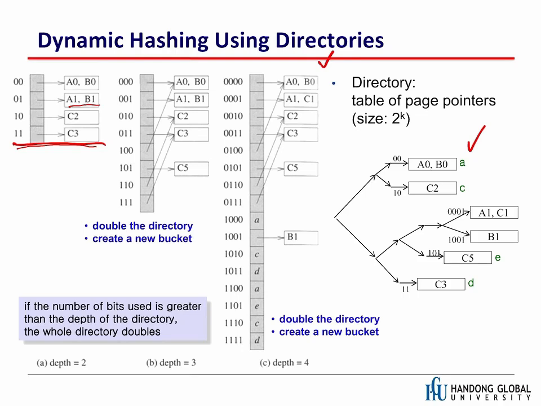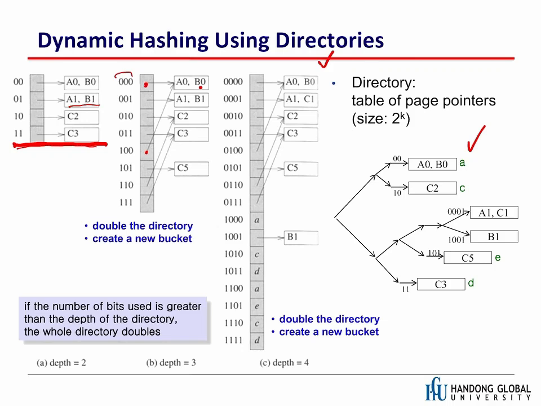So I didn't explain how it works with the first figure, but let me explain how this directory works. After doubling the directory, now we have 3 digits here. A0, B0 is pointed to by this directory and this directory. So look at these two.